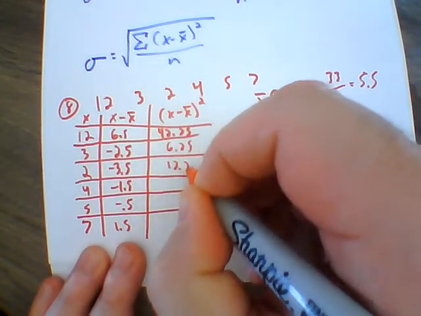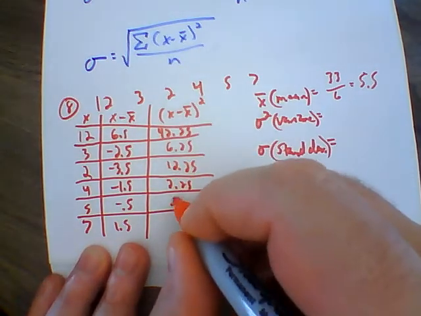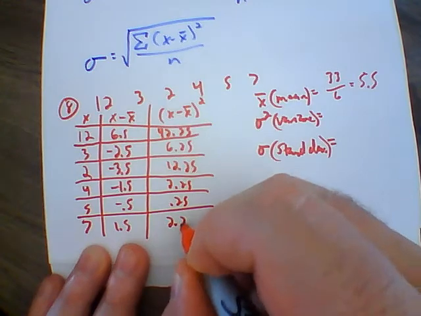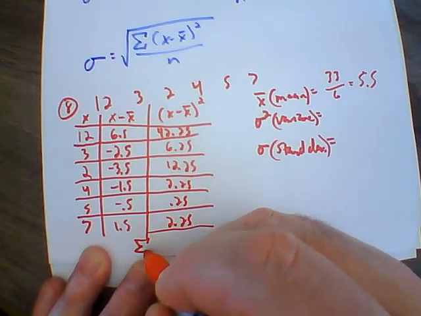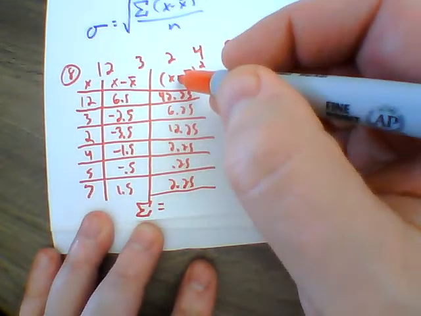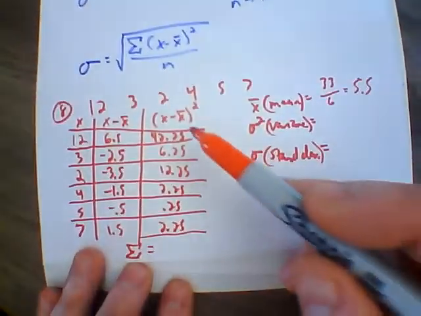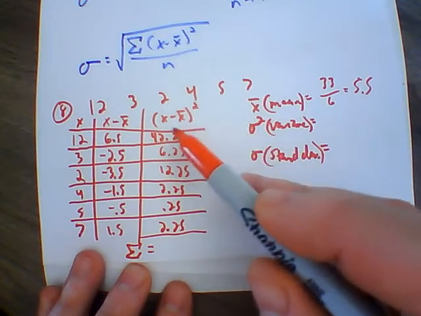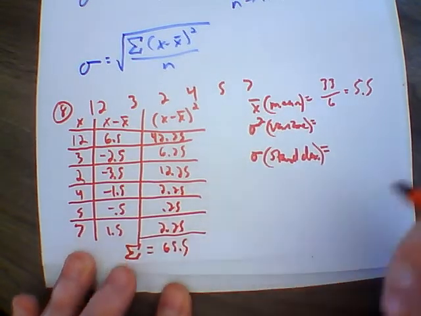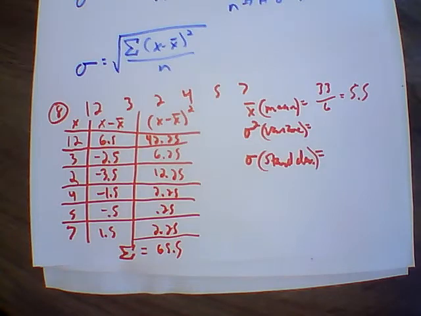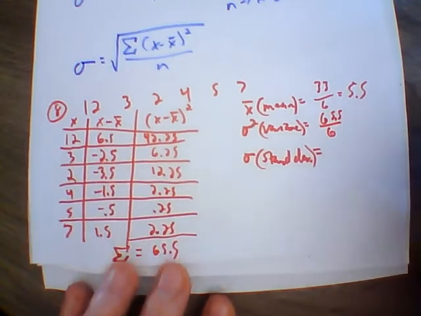So then this is 12.25, 2.25, 0.25, and then 2.25. Now what we want to do is take the summation of this. Once again, going back to this formula, the summation of my x minus x bars squared. Here's my x minus x bars squared, all these numbers. We're going to add up all these numbers. If we add up all these numbers, we get 65.5.